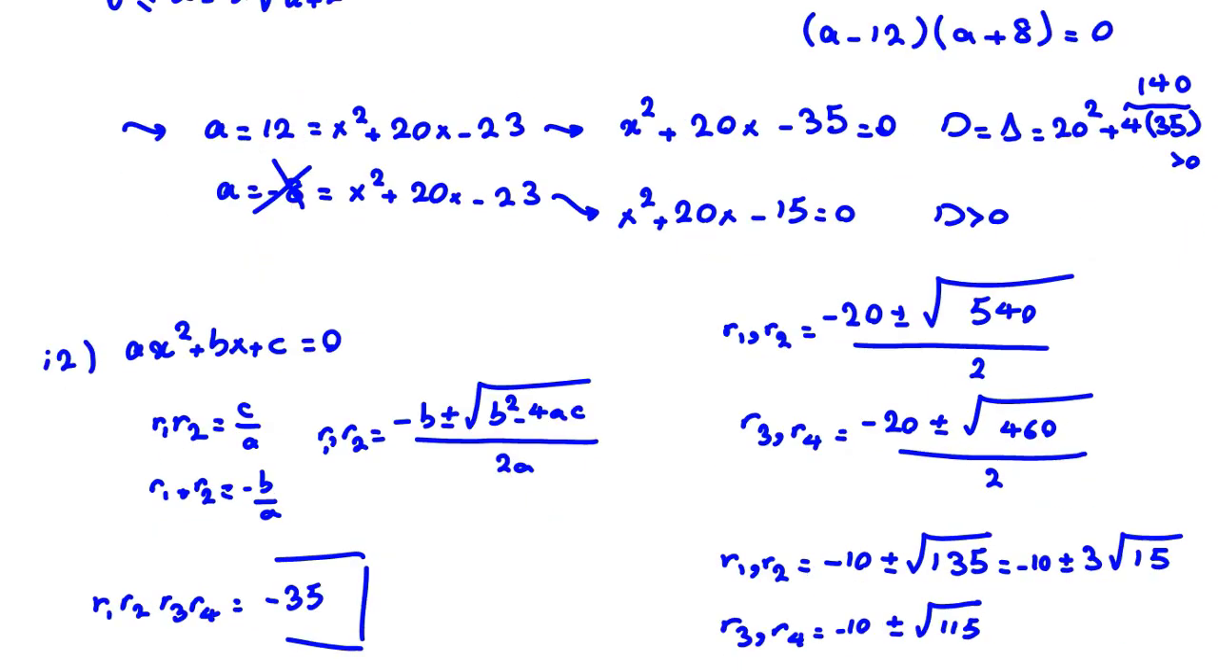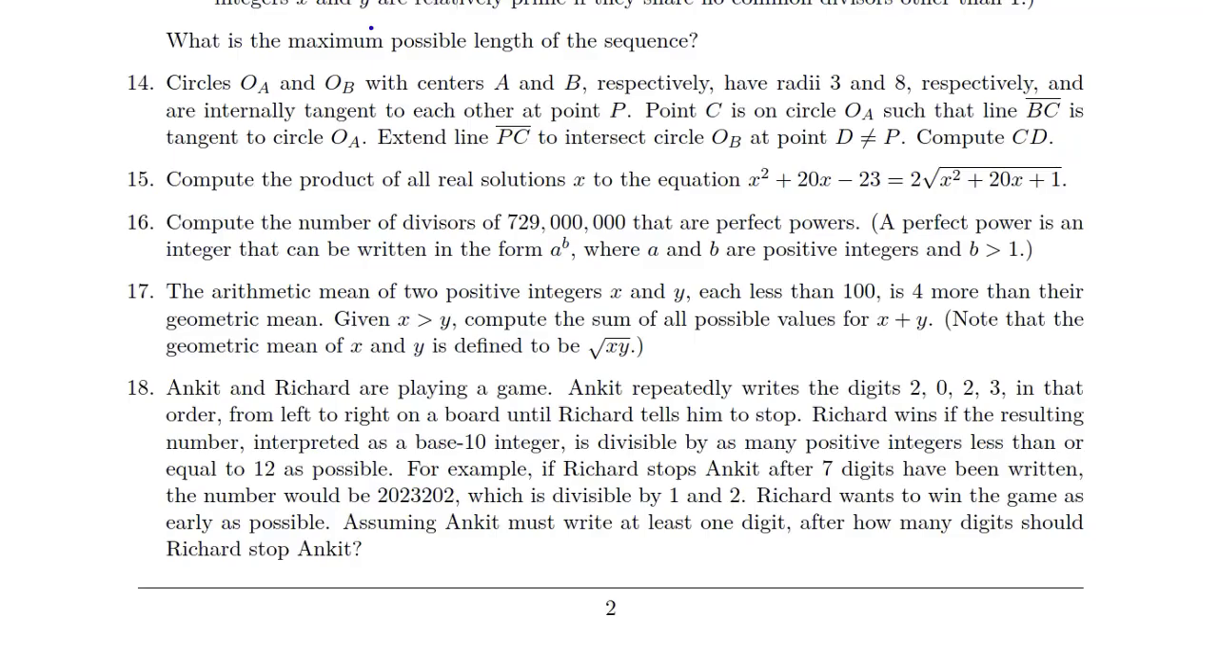Let's try another problem. Okay, now let's try problem 16. Compute the number of divisors of 729 million that are perfect powers. A perfect power is an integer that can be written in the form a to the b, where a and b are positive integers and b is greater than 1.